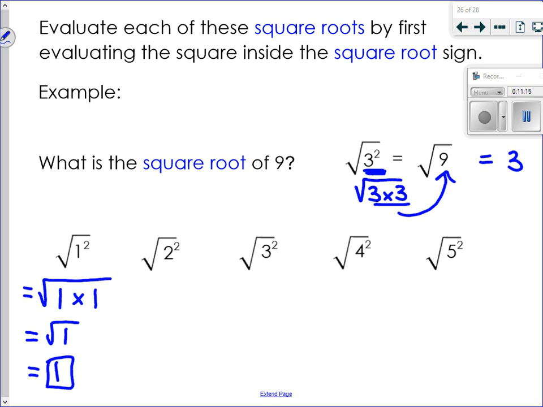Let's have a look at the second one, the square root of 2 squared. Well, that's the same thing as saying the square root of 2 times 2. Well, that's the square root of 4. And the square root of 4 is what two identical factors multiply together to give us 4? Well, 2.